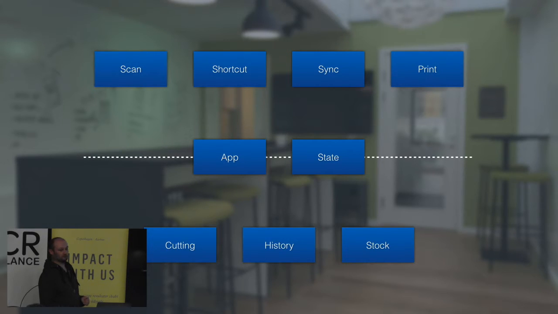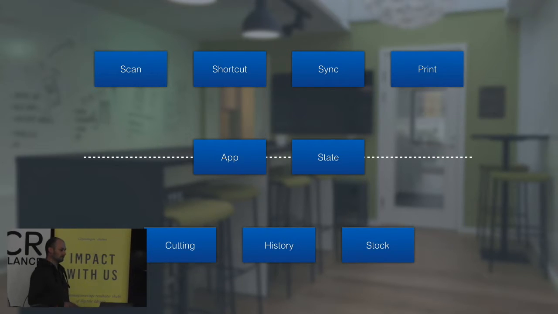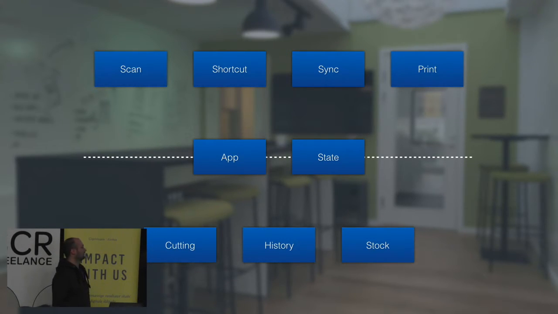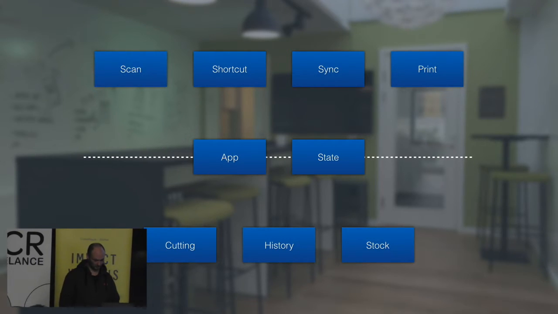Electron has a shortcut library if you need it. We just needed something really simple, like we use the function keys and the control and alt keys. So we made a pretty simple library for it ourselves.